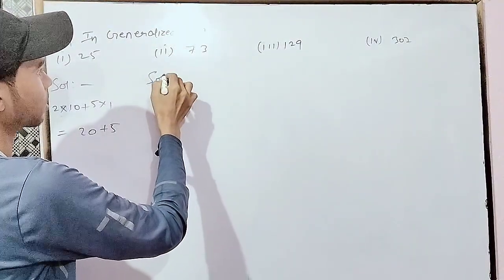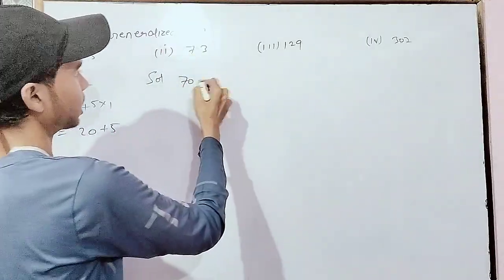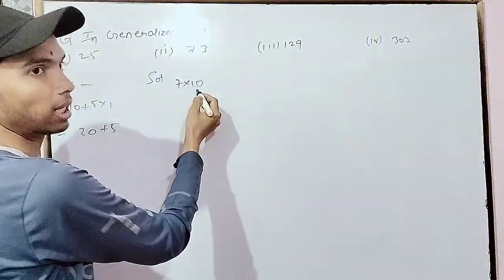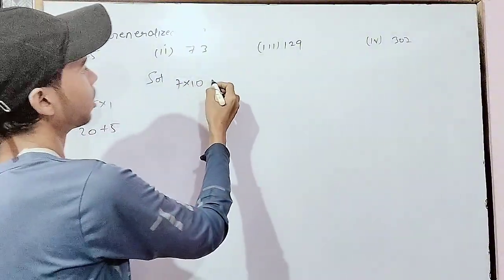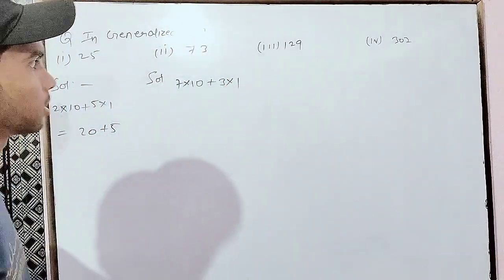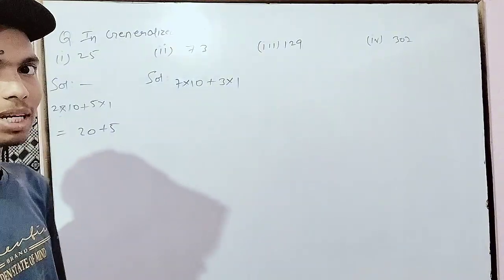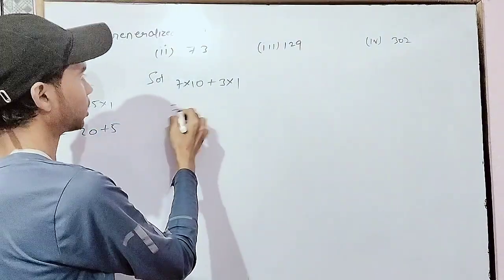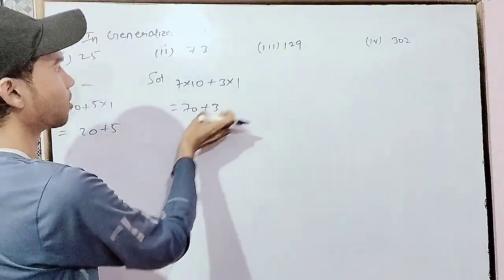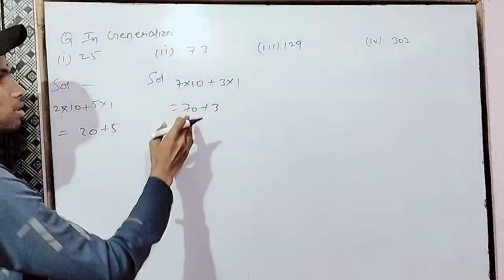Similar here. 7 is at the tens place, so 7 multiplied by 10. Because 7 is at the tens, and then 3 is at ones. That's why we multiply the number at ones place with 1. Now this is 70 and this is 3. When we add this, it will become 73. 73 is our answer. So this is in general form.